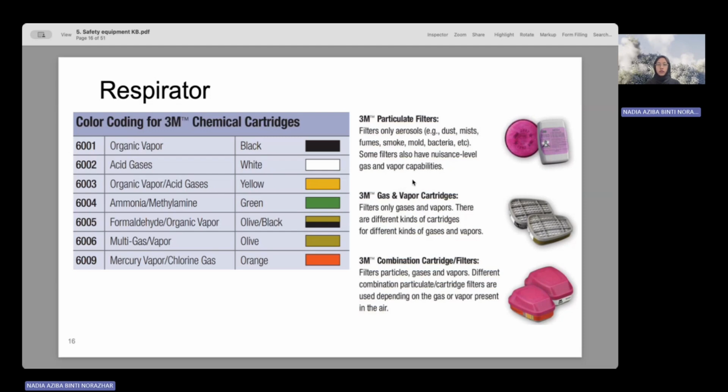Next is gas and vapor cartridges. It filters only gases and vapors. There are different kinds of cartridges for different kinds of gases and vapors. Next will be the combination cartridge or filters. It filters particles, gases, and vapors. Different combination particulate or cartridge filters are used depending on the gas or vapor present in the air. So these are the categories of cartridges used in respirators.